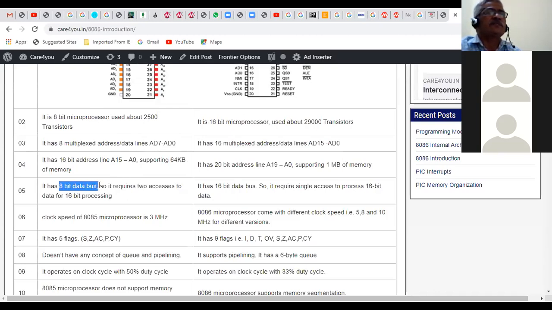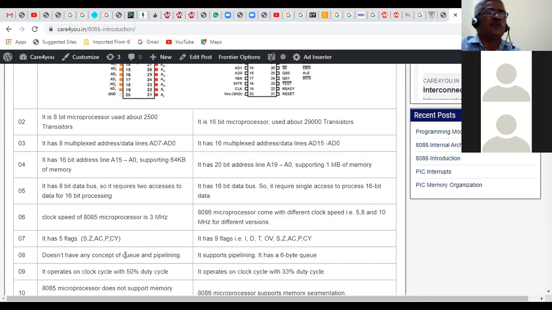8-bit data bus, 16-bit data bus. Clock frequency 2, 3 and 5 megahertz. Clock frequency 5, 8 and 10 megahertz for different versions. 5 flags we discussed yesterday. 9 flags: these are I for interrupt, D for direction, T for trap, OV for overflow, sign, zero, auxiliary carry, parity and the carry. Only these 5 are common in both the processors.